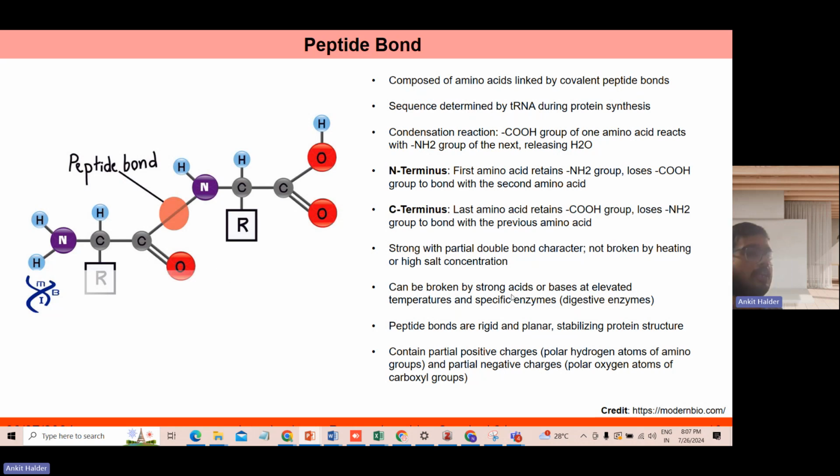It can be broken by strong acids or bases at elevated temperatures and by specific enzymes, that is, digestive enzymes. I don't know if you have heard about the term proteases. There are different proteases that can break this particular bond. Peptide bonds are rigid, planar, stabilizing the protein structure, and contain partial positive and partial negative charges from the oxygen atoms of carboxyl groups and hydrogen atoms of amino groups.